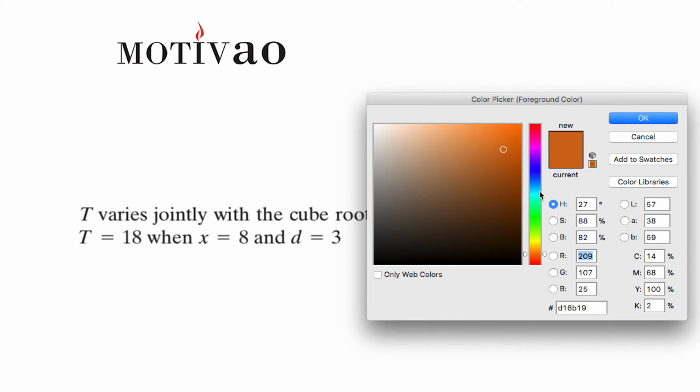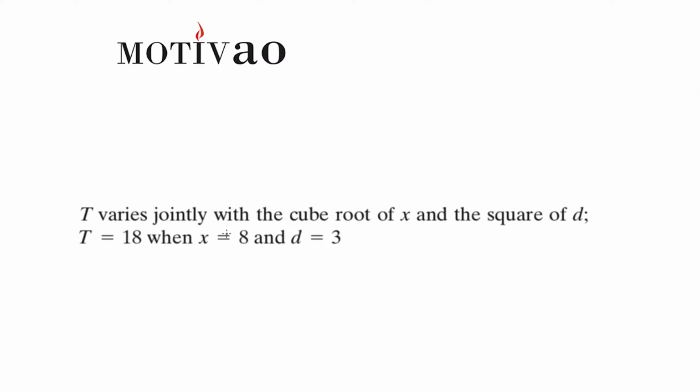Now this one is a little bit more complex. It says t varies jointly with the cube root of x and the square of d. Again, this sentence here is to create my equation. So t varies jointly means, again, k times the cube root of x, and oh, my bad, it's not a sum, it's not plus, it's times the square of d, so d squared. Okay, and then you have that.